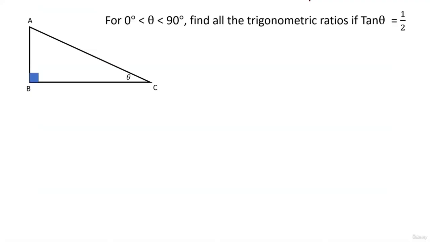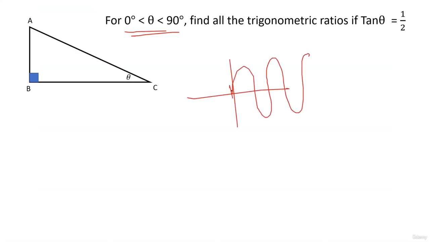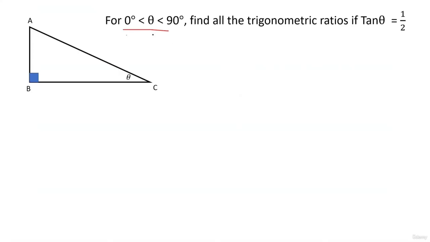The first question is: for 0 less than theta less than 90, find all the trigonometric ratios if tan theta equals 1/2. Now, what is the purpose of giving 0 less than theta less than 90, guys? The purpose is, see, we saw that for all the trigonometric ratios, the sine and cos values are periodic, right? So the value that comes for sin 0 will also come for sin 180, right? So they specified that we don't want multiple values. We are considering only this part, so you have to consider theta as an acute angle. It's as simple as that.